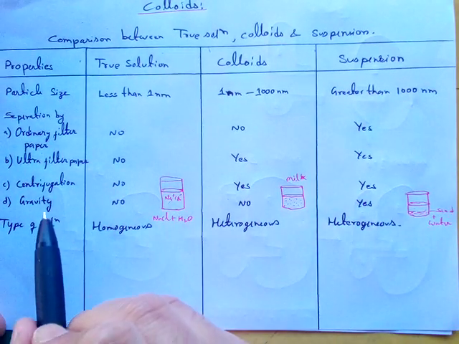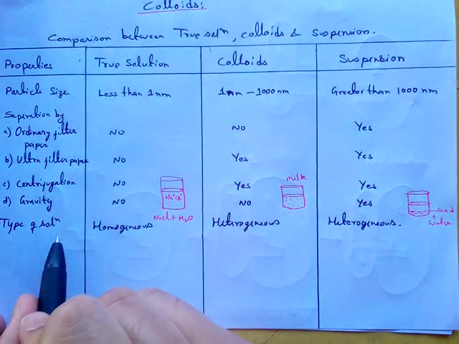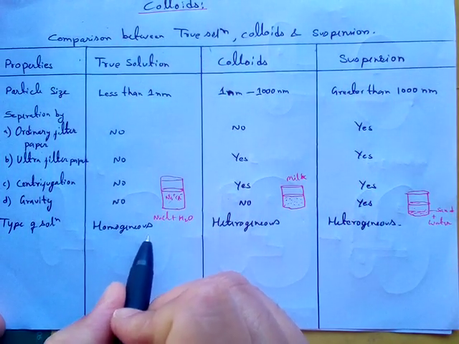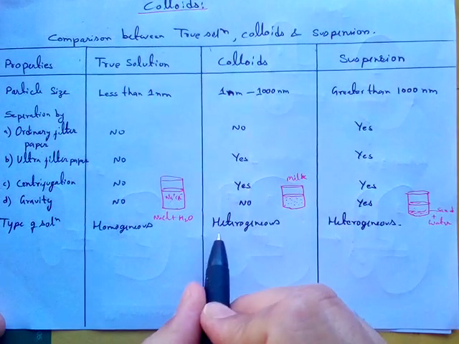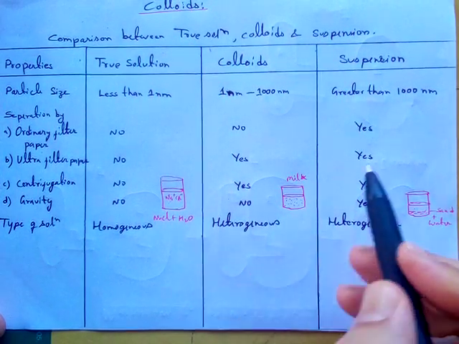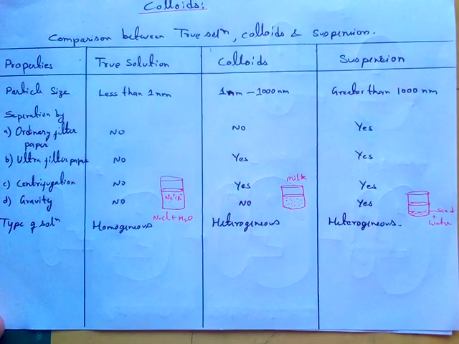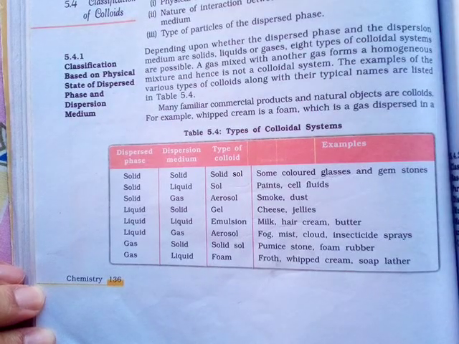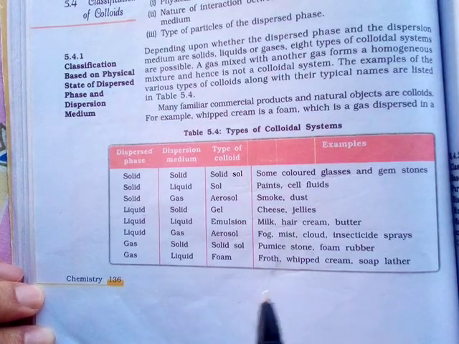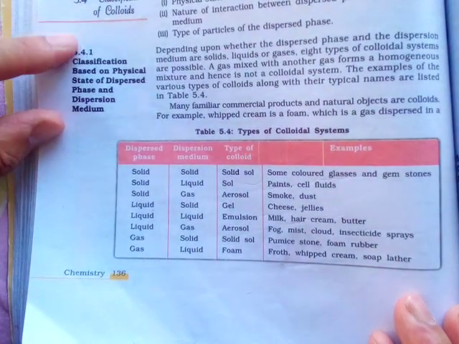In which category does the true solution belong? The true solution belongs to the homogeneous category, whereas colloidal solution comes under the category of heterogeneous solution. Similarly, the suspension comes under the heterogeneous solution. You can refer to page number 136 of the NCERT chemistry book. Here is the classification of colloids.